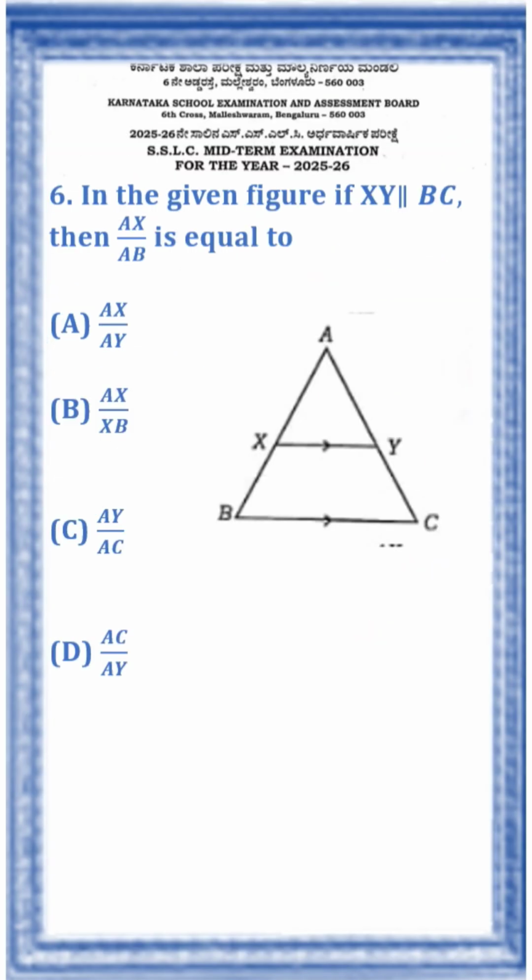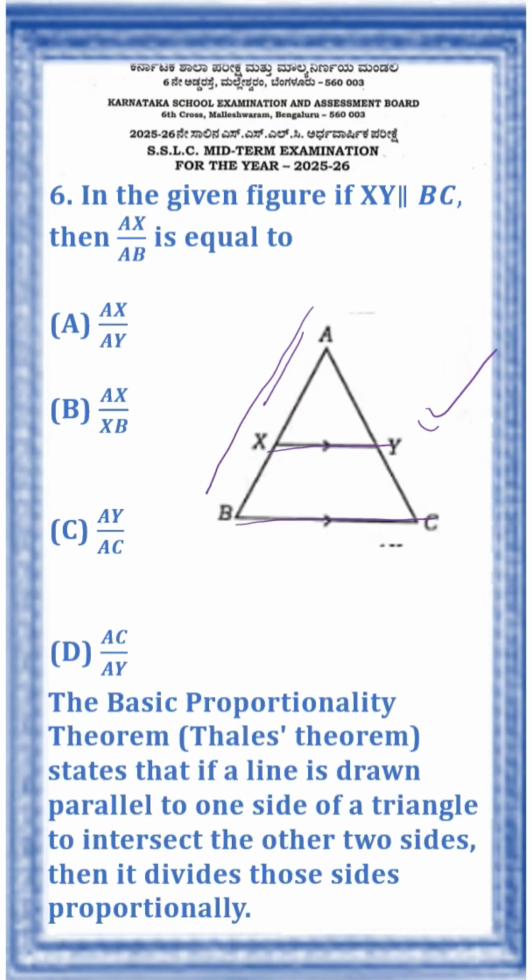Now the question number 6. In the given figure, this is the figure. If XY is parallel to BC, then AX by AB is equal to. Four options are given. The question is based on BPT or basic proportionality theorem or Thales theorem, which states that if a line is drawn parallel to one side of a triangle to intersect the other two sides, here the other two sides are AB and AC, then it divides the other two sides proportionately, means AX by AB is equal to AY by AC.